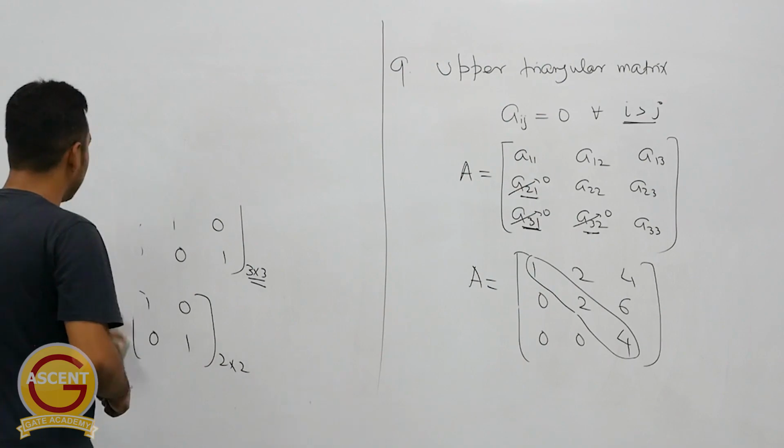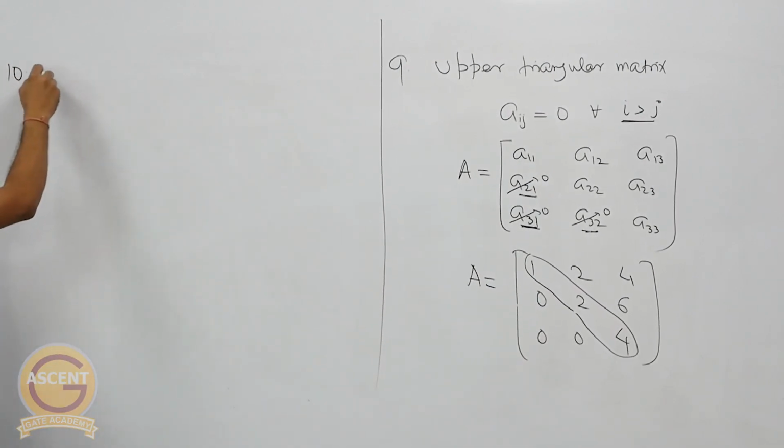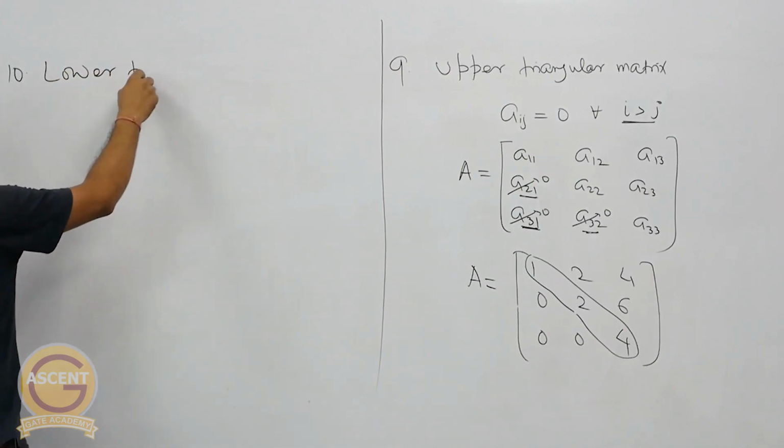Now our last important type is lower triangular matrix. So number 10 is lower triangular matrix.